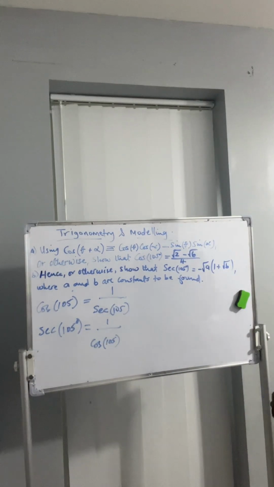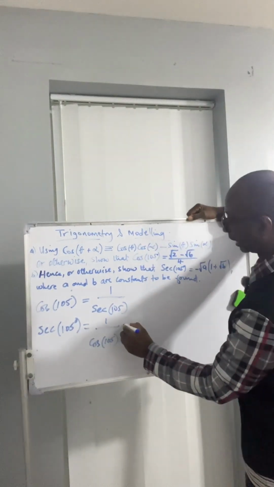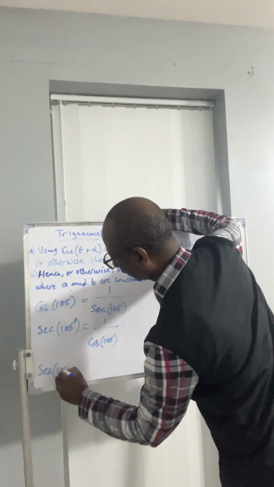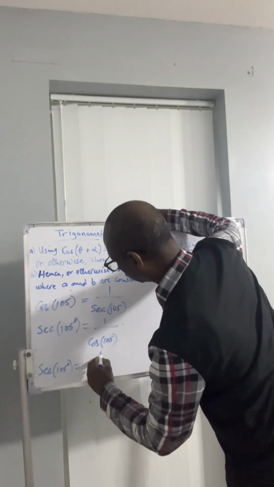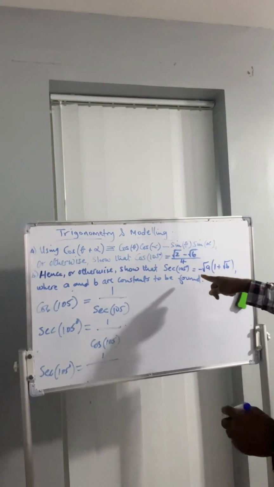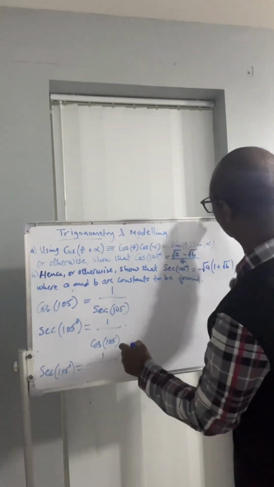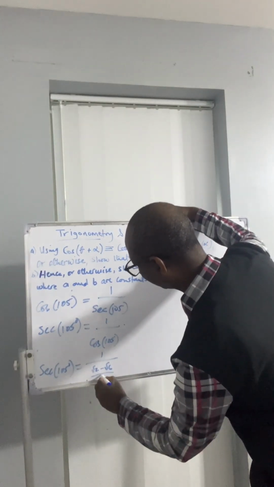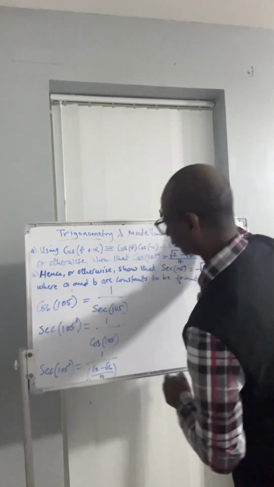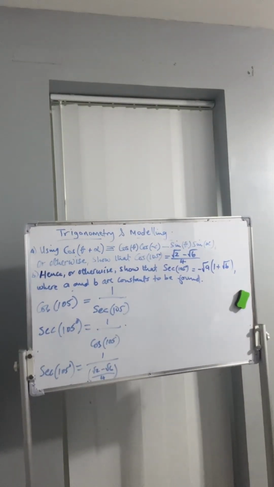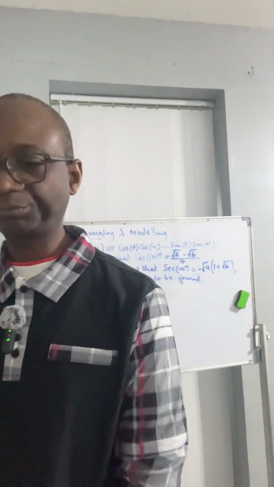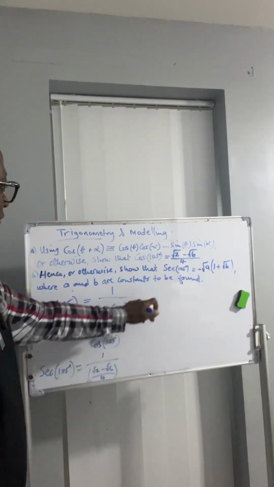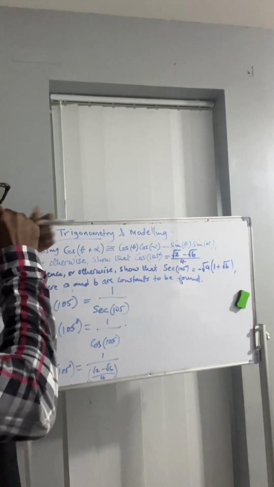Right? So what do we have? We want to show that the secant of 105 degrees is equal to 1 all over what? We know what the cosine is. We just found this. It is root 2 minus root 6 divided by 4. So we have 1 all over root 2 minus root 6 divided by 4. It was given to us, but we proved it.